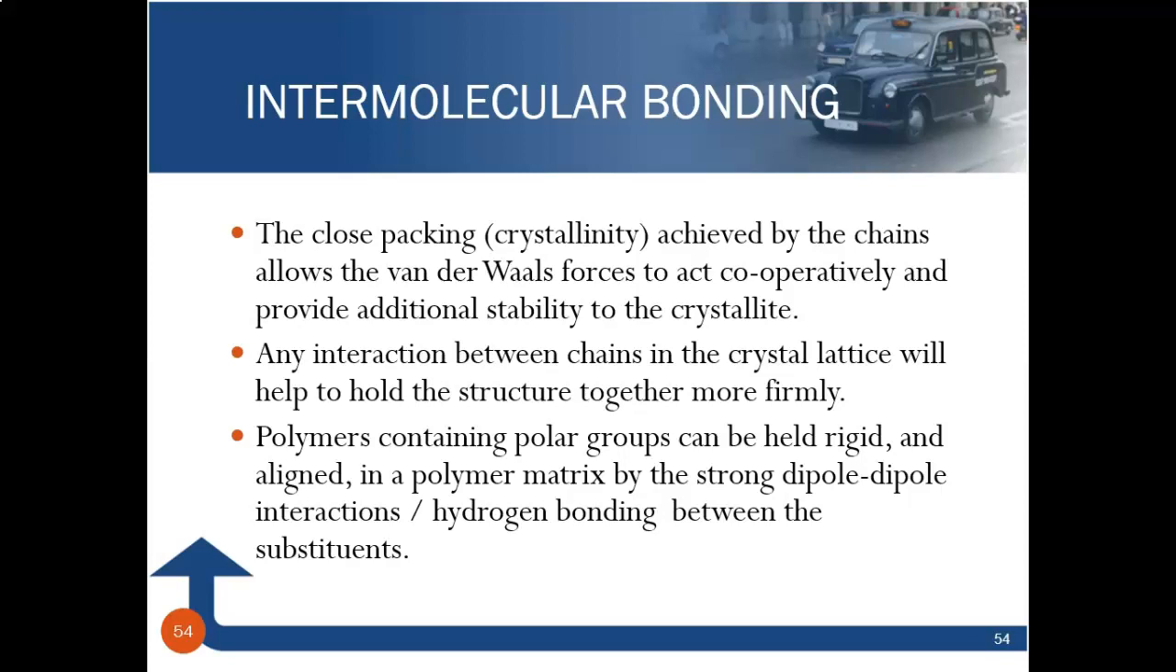The polymer containing polar group can be held rigid and aligned in a polymer matrix by the strong dipole-dipole interaction or the hydrogen bonding between the substituents. So the crystallinity is also affected by the intermolecular bonding.